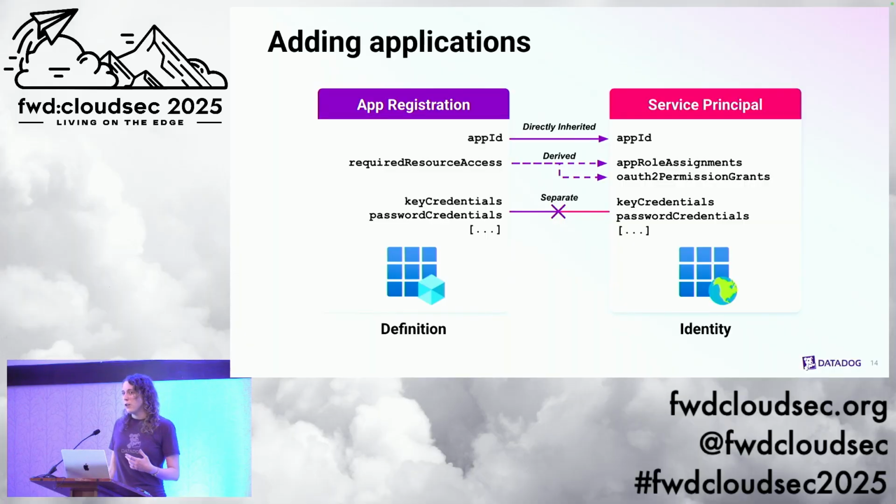Based on what we just said, you might think that the two are completely linked. All their properties must be the same, right? We said definition and identity, but that is also not the case. Some properties are directly inherited. For example, the application ID links these two objects completely. Other properties are derived. On the app registration, you can define what permissions an app needs to function, but then an administrator needs to consent to them to add them into that service principal.